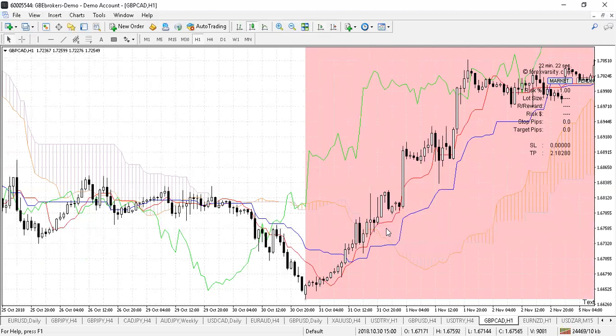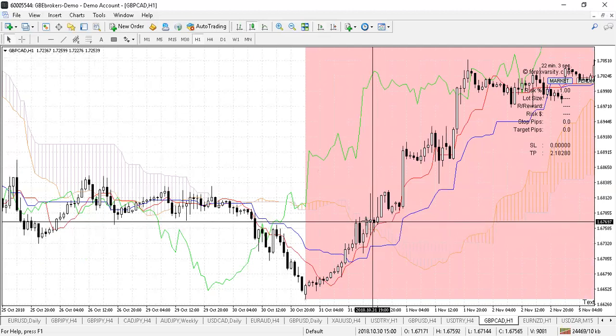So we could basically enter a trade based on that giving us a bullish signal from the red and the blue lines, or it just breaking above the cloud, and also the green line being above the price 26 candles ago. You could have entered the trade there.